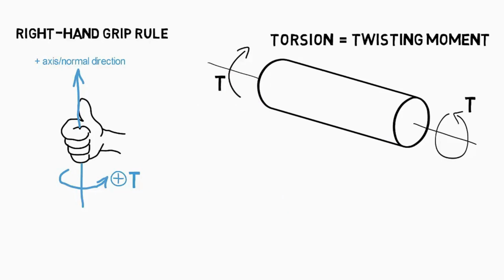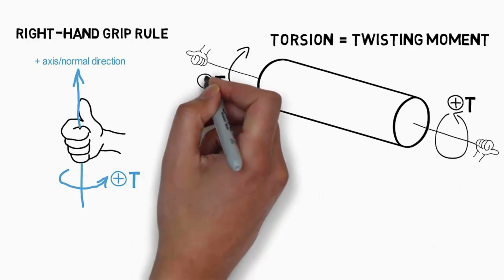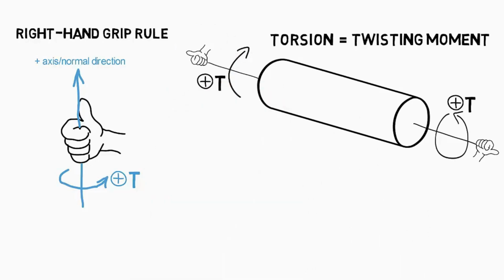Returning to our cylindrical shaft on the right, we see that according to this rule, the rightmost torsional moment is positive due to the outward normal of the shaft pointing to the right, and the torsional moment on the left is also positive due to the outward normal of the shaft pointing to the left.